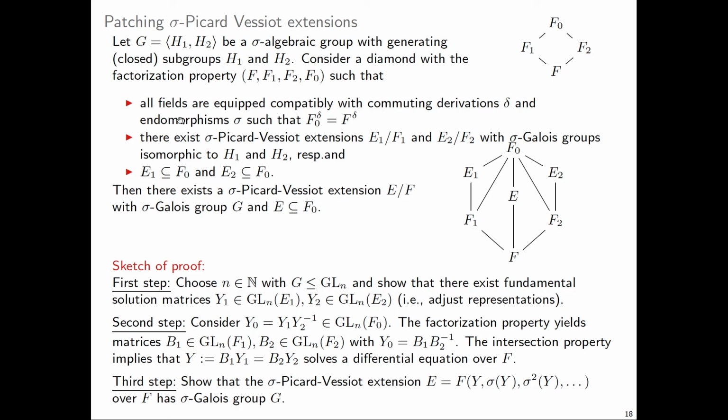And we also showed that it has sigma Galois group G. So here it's easy to see that it contains G, because if you base change that E to F1, it has group H1. If you base change it to F2, it has group H2, so it contains both of H1 and H2, so it contains G. And then the intersection property, together with the Galois correspondence, implies that it cannot get bigger.